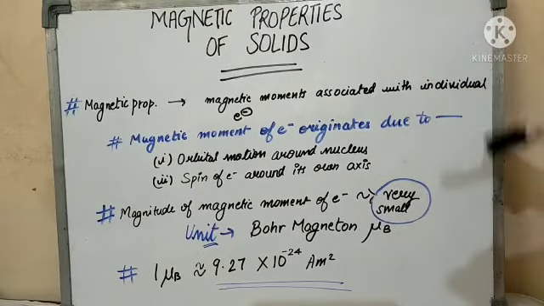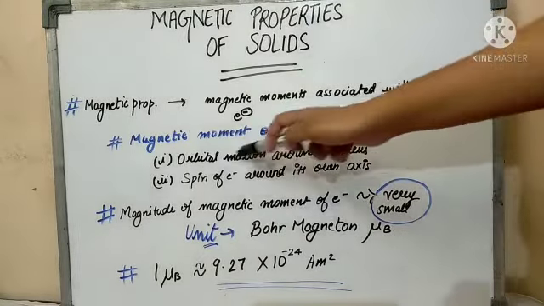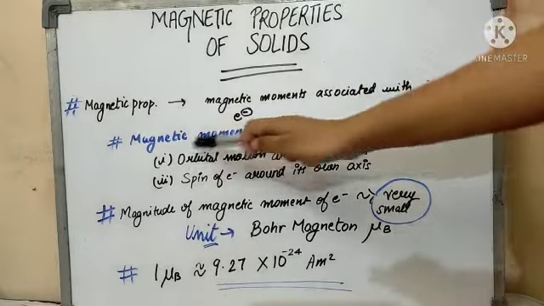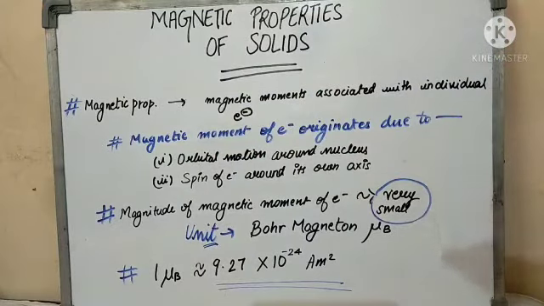There are two types of motion that an electron undergoes. First, the orbital motion around the nucleus, and second, the spin of the electron around its own axis. And since an electron is a charged particle, it is considered as a small loop of current which possesses a magnetic moment. This magnetic moment of an electron is indeed very small.